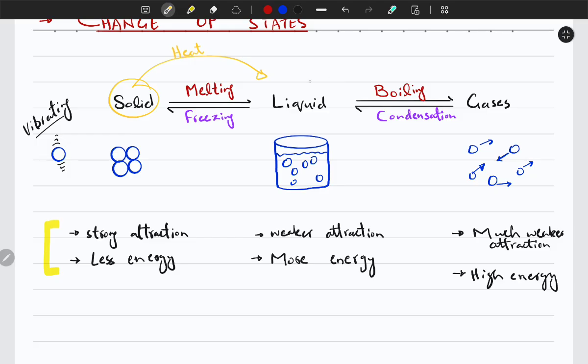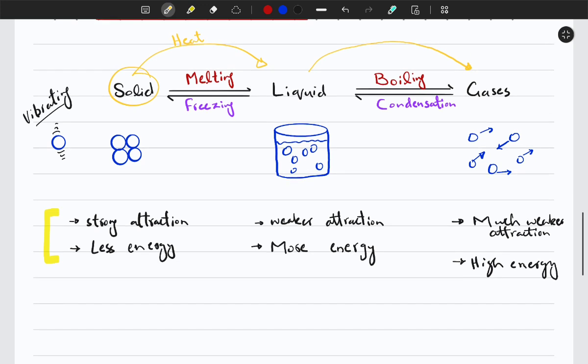Same thing goes from here. If you keep heating, the attraction would further decrease and the energy would keep rising, and the liquid would change into gas. This is how you can easily change one state into another state. Now like melting point, when you heat a solid and its particles start moving a little bit freely, we would say that is the melting, and the temperature at which the solid would melt would be called melting point.